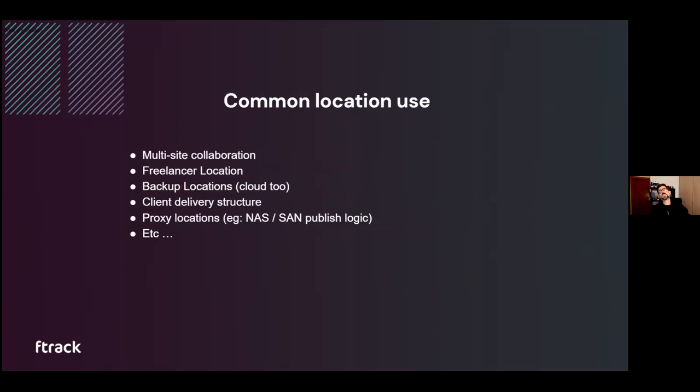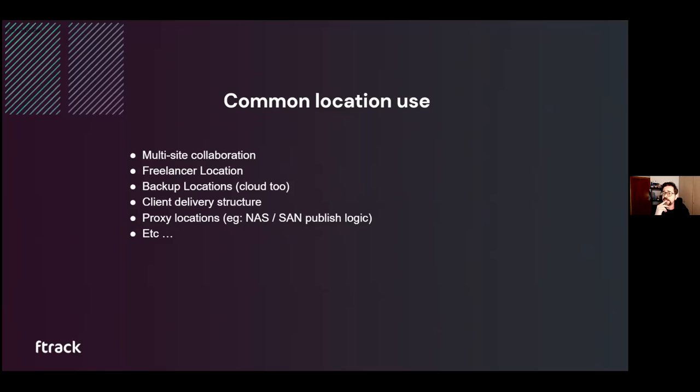So let's start looking into what common or not common location uses are. So of course, we can start thinking about multi-site collaboration. So I could have my user home with its own local location, user location. I could have a cloud transfer location, maybe in Amazon S3, and then I have a third location in my studio. And these locations can transfer data between each other.